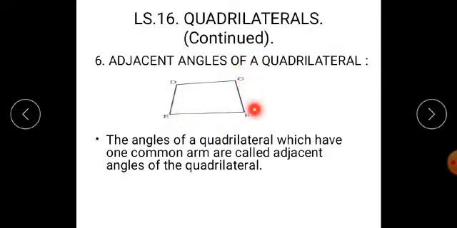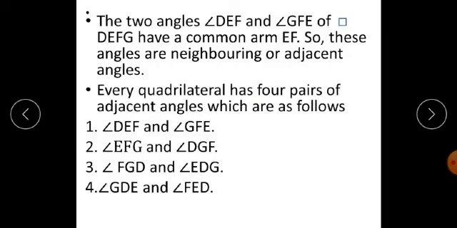DEF and GFE. These two angles have EF side common. Therefore, the two angles DEF and GFE of quadrilateral DEFG have a common arm EF. So, these angles are neighboring or adjacent angles. Every quadrilateral has four pairs of adjacent angles which are as follows.